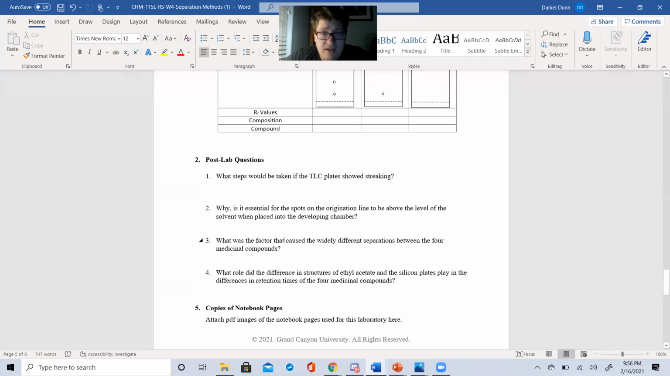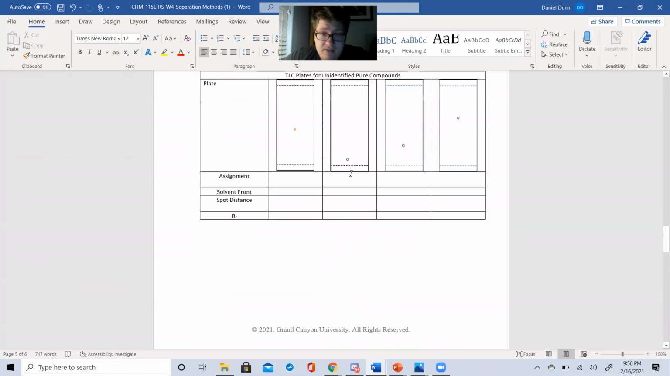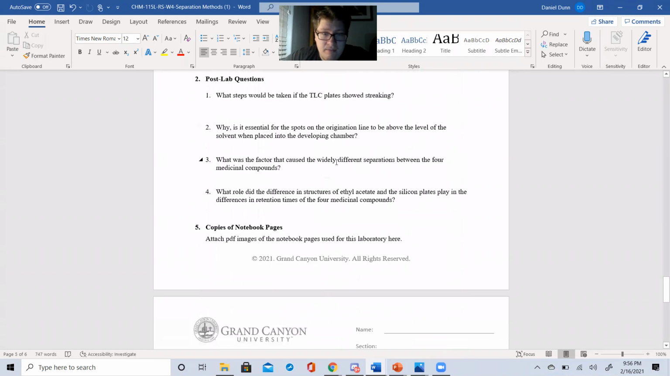What was the main factor that caused it? Most likely that would be the polarity of the molecule. The polarity of the molecules would be the best one to answer that one. That's where I'd recommend showing the work for the medicines, because I do need to see the work to make sure you guys did it.